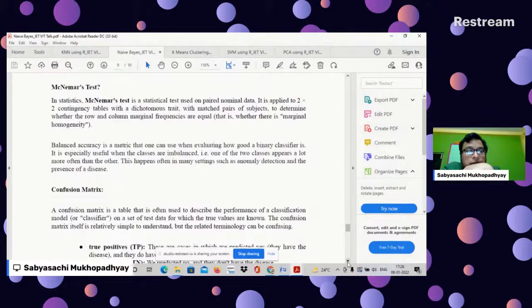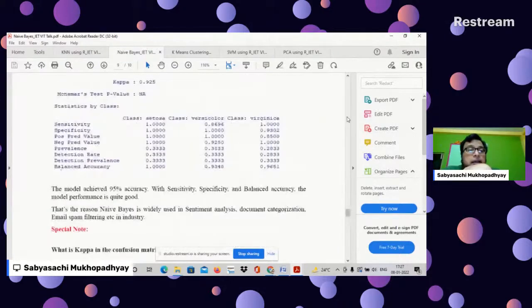Now the balanced accuracy, what does it mean? It is one kind of accuracy where you check how good a system can do binary classification. It is useful whenever you have class imbalance. That means when you are dealing with dichotomous or binary cases, if one of the classes appears more often than the other, these are imbalanced classes. In those cases, the balanced accuracy is very important. For anomaly detection and the presence of diseases in the healthcare segment, this type of balanced accuracy is used.